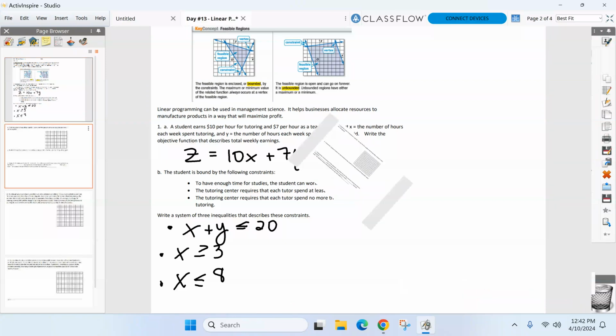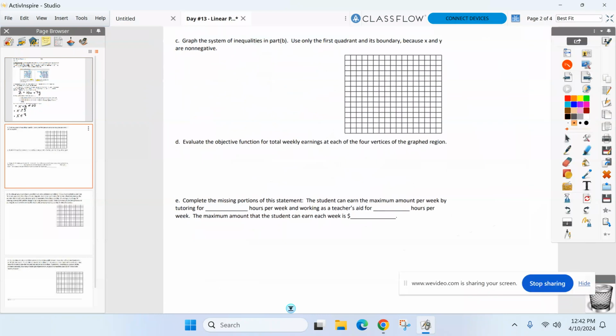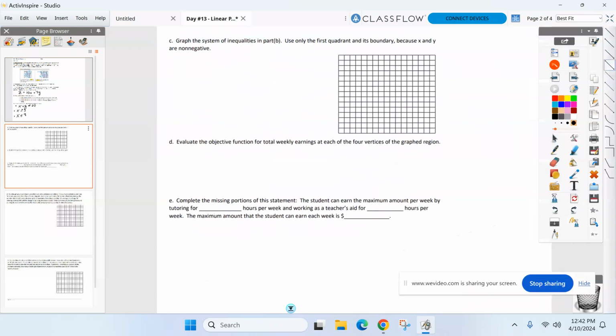Graph all 3 of them. Let me know where that shaded region is going to be. Remember, we keep it to quadrant 1. You're not going to work a negative amount of hours, right? So keep it to quad 1.